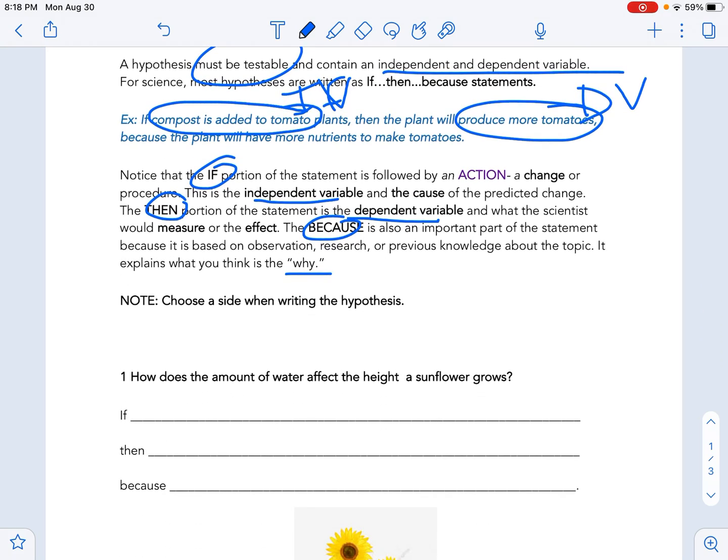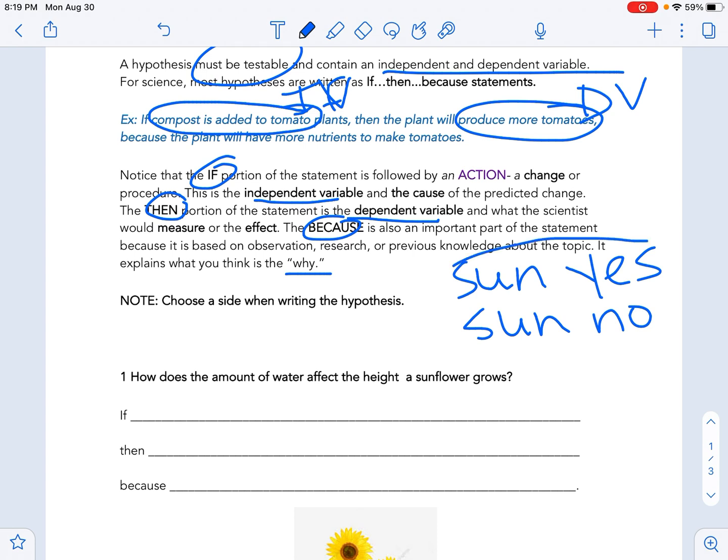So when we're writing a hypothesis, you need to choose a side. What I mean by that would be if you are going to put a plant in the sunlight. So sunlight, yes. Or our other option would be sunlight, no. All right, so writing your hypothesis, you're going to have to choose whether you're going to write your hypothesis based on yes, the plant in the sun and what do you think is going to happen, or you have to pick no for the sun and what you think is going to happen.